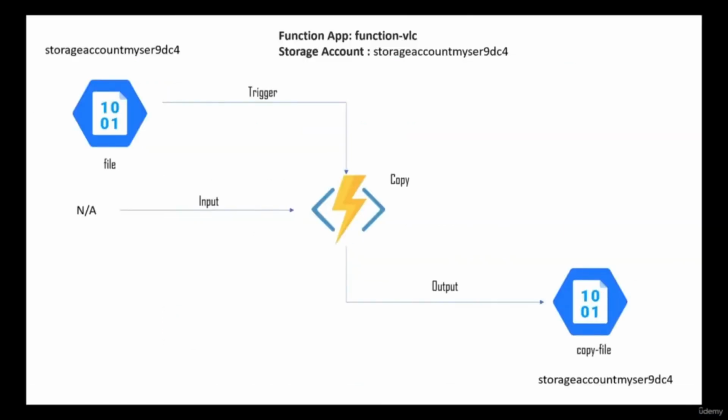So let's start this section by talking about a very simple application that we'll create. We'll use a function app called function VLC, and it has a storage account associated with it. Whenever a file is uploaded to the blob storage, it will trigger the Azure function, and all that this Azure function will do is create a copy of the input file or the input object, and store it in another file. So here the trigger is a blob storage and the output is also a blob storage file, and there is no input as such. So again, the trigger is a blob, the output is a blob, and the input is not there. So let's create this particular function.